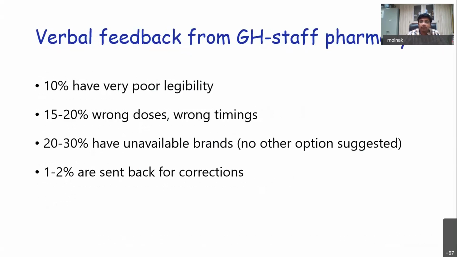Now, this is a small verbal feedback from the GH staff pharmacy. I went yesterday and asked them what they face, because this is a staff pharmacy, so we are very careful. 10% still have very poor legibility. So what we write, they can't read. 15 to 20% have wrong dosage, wrong timings. And 20 to 30% have unavailable brands, and no other option is suggested by us. So they are dealing with all this, but in very rare cases, that is 1 to 2%, they are sending it back to the doctors for corrections.